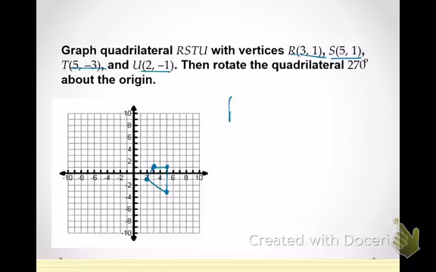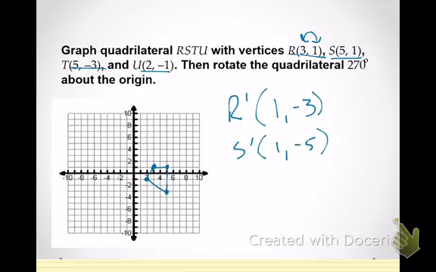Well, for our new point, our image R prime, if we rotate 270 degrees counterclockwise, then we're supposed to flip-flop the x and y and change the sign on y. So R prime would become (1, negative 3). Flip-flop and change the sign on your new y. S prime would become (1, negative 5). T prime would become (negative 3, negative 5). And U prime would become (negative 1, negative 2).